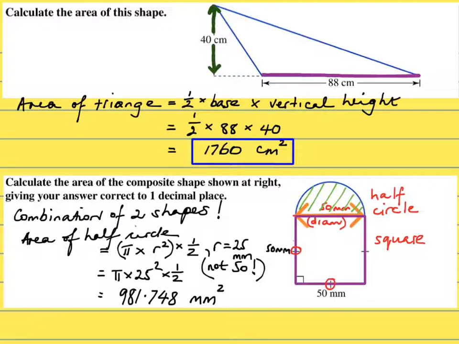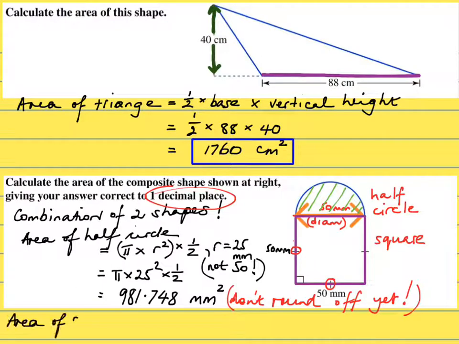981.748, and I'll put the units in. I don't want to be messed up with units. It's square millimetres. Now, do you notice how I've got that to 3 decimal places? And the question, if you look at the question again, it's only asking you for 1 decimal place. But I'm deliberately not rounding that off, because I only do that at the end, otherwise I lose accuracy. Okay? Okay, now that's our half circle.